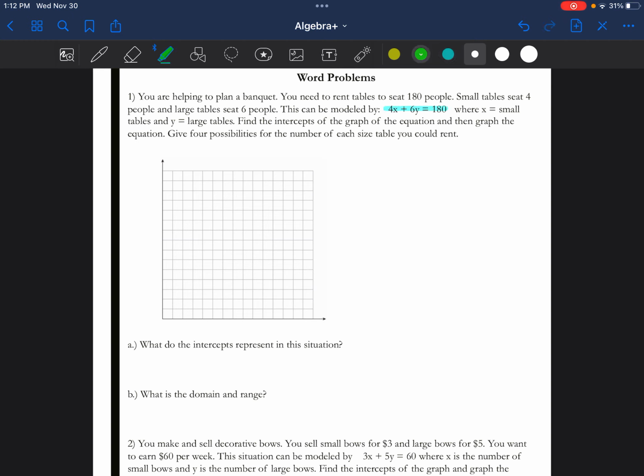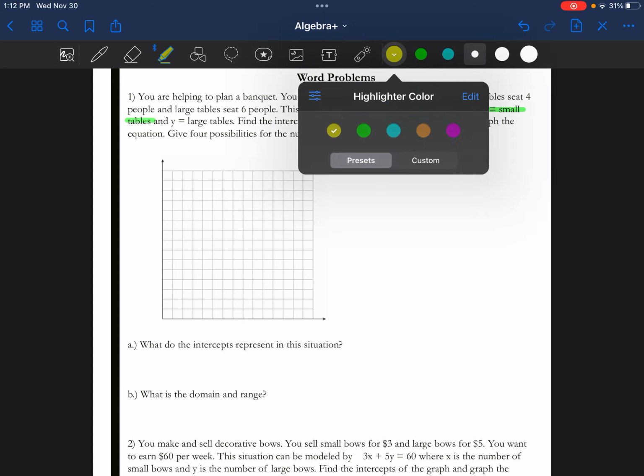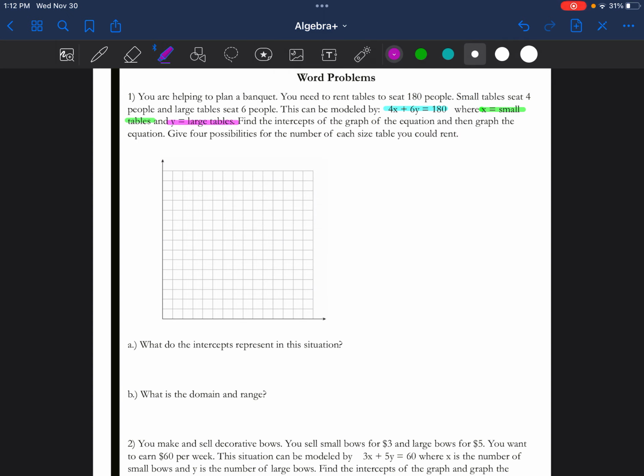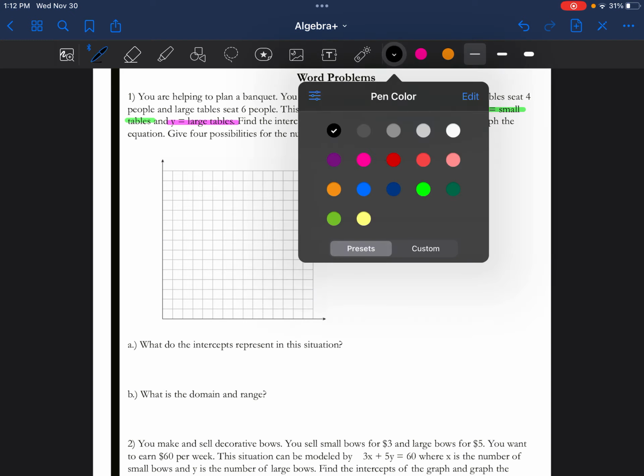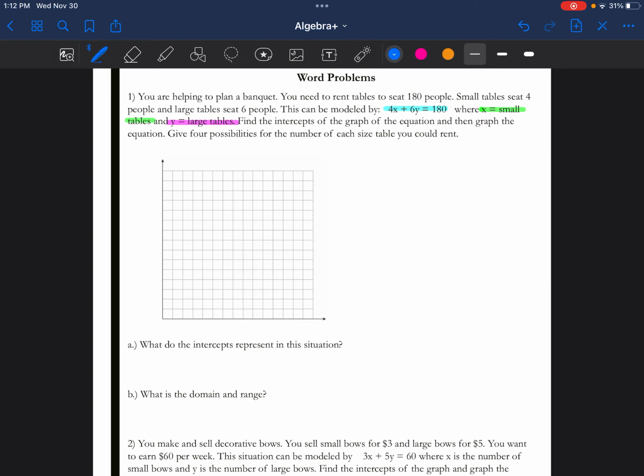And it tells you that X is small tables and that your Y is large tables. So it kind of tells you your axes right there. You can immediately go ahead and label your axes because it says X are small tables, right? So it's number of small tables. Meanwhile, your Y is number of large tables.